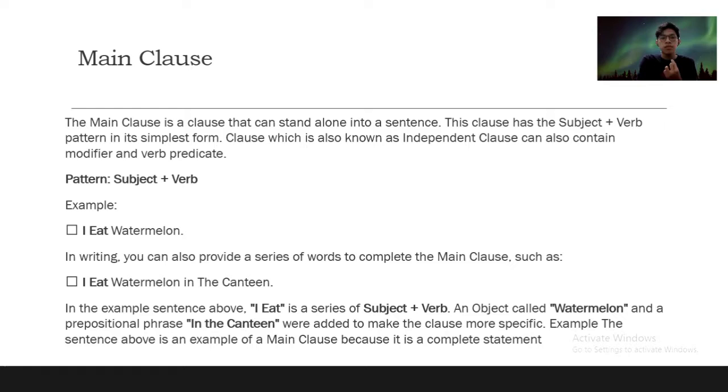Here is the pattern, which is subject plus verb. For example, I eat watermelon. In here, I is the subject and eat is the verb. In writing, you can also provide a series of words to complete the main clause, such as I eat watermelon in the canteen. In the example sentence above, I eat is a series of subject plus verb, an object called watermelon, and a prepositional phrase in the canteen were added to make the clause more specific. The sentence above is an example of a main clause because it is a complete statement.